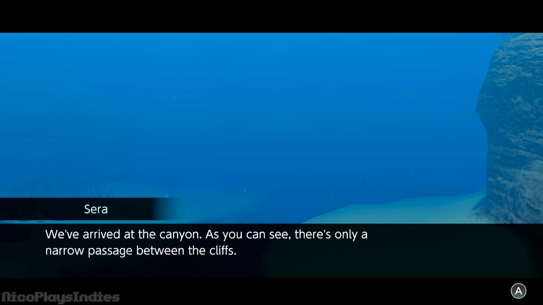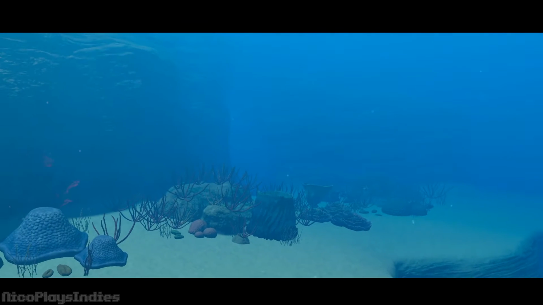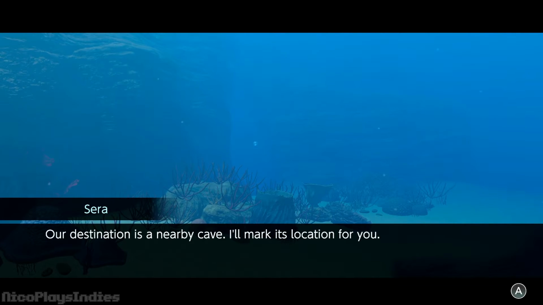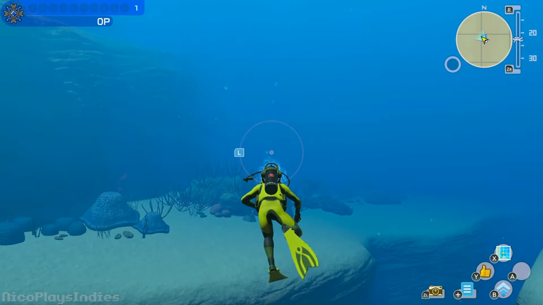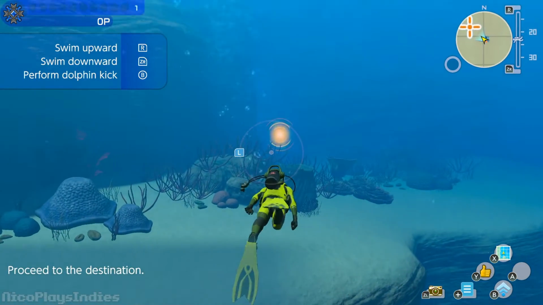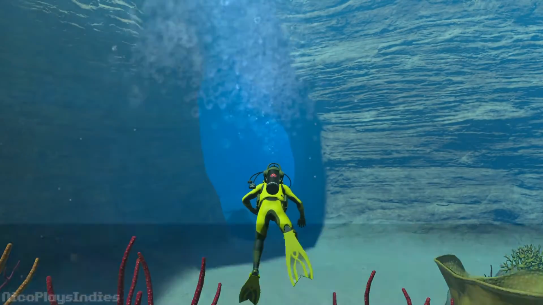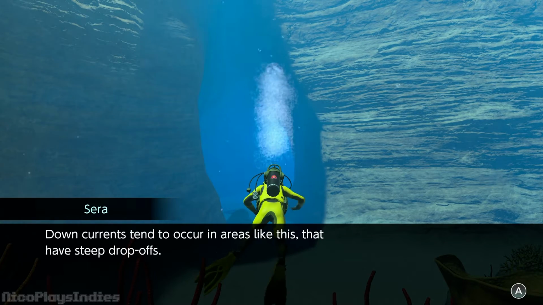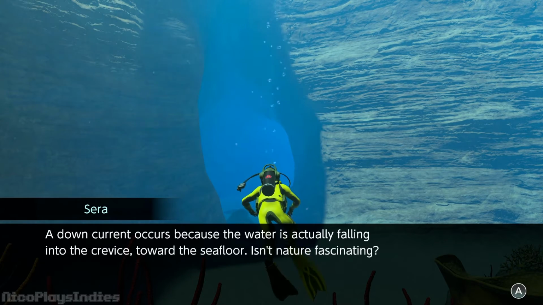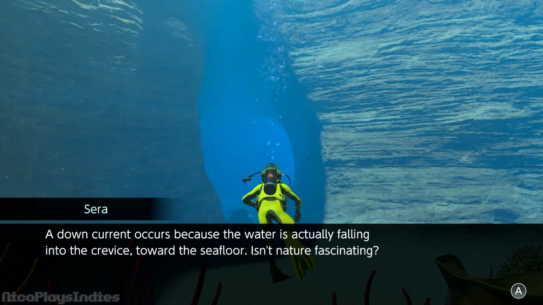We've arrived at the canyon. As you can see, there's only a narrow passage between the cliffs. Our destination is a nearby cave. I'll mark its location for you. Down currents tend to occur in areas like this that have steep drop-offs. A downcurrent occurs because the water is actually falling into the crevice toward the seafloor. Isn't nature fascinating?